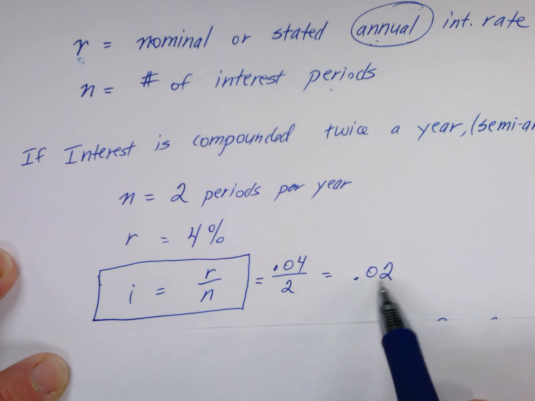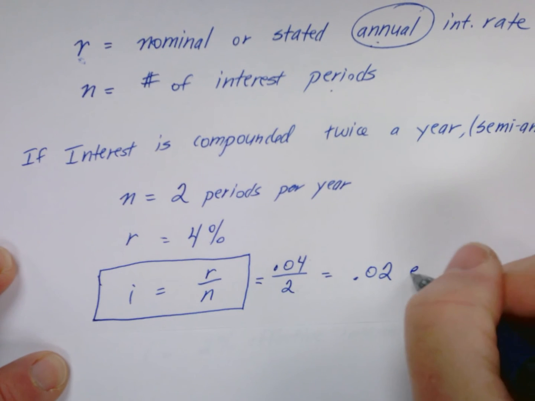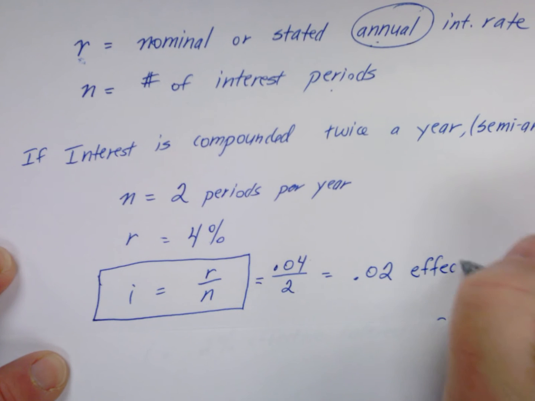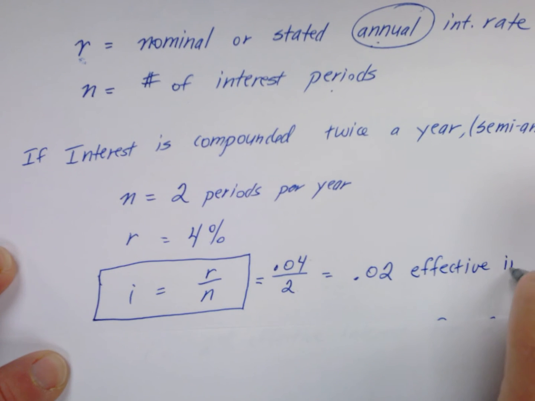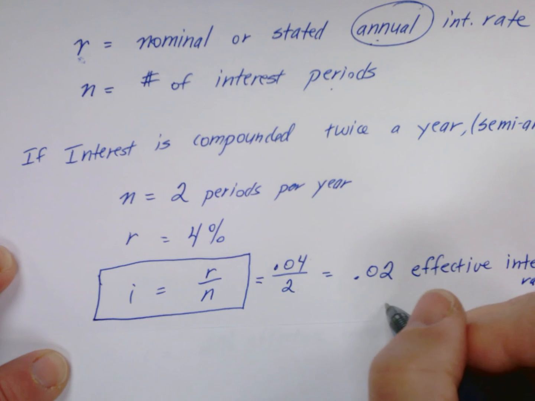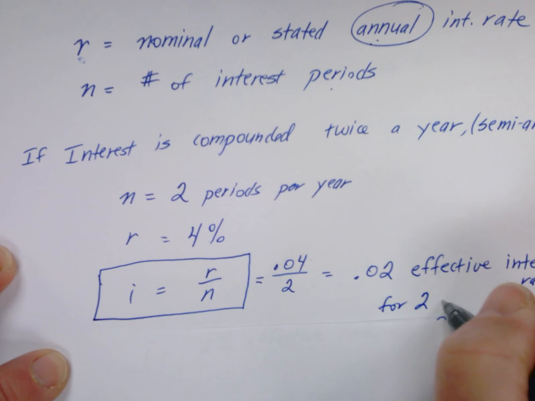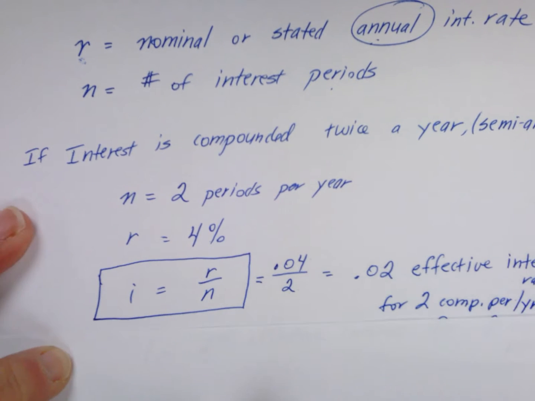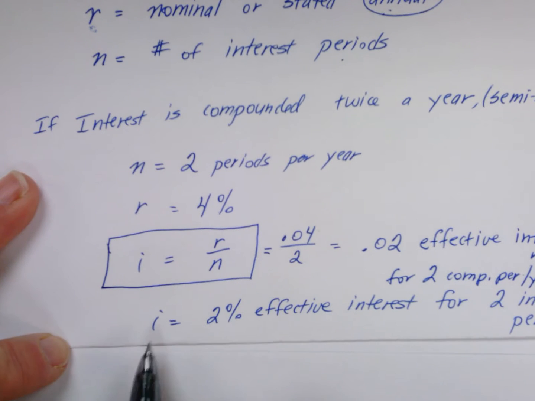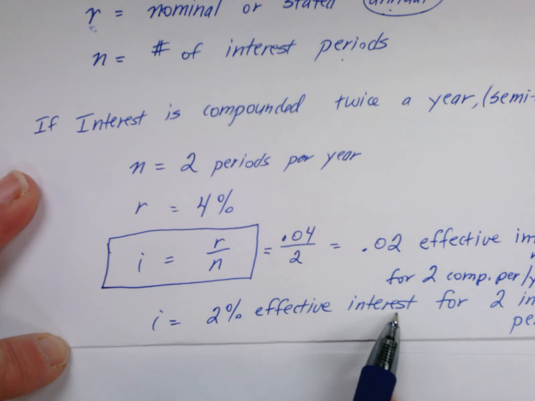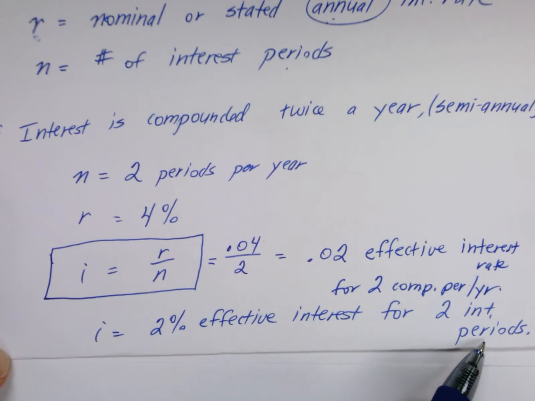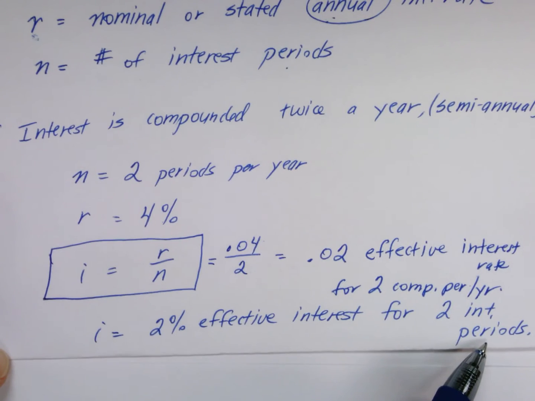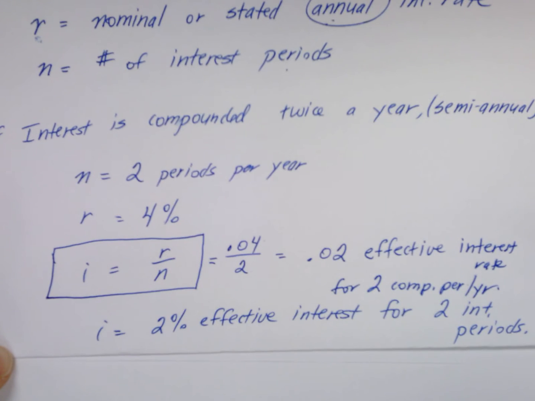So we end up with an I of 2%, which is the effective interest rate for 2 compounding periods per year. Right? So there I've written it out: I is 2% effective interest rate for 2 interest periods per year in this example.